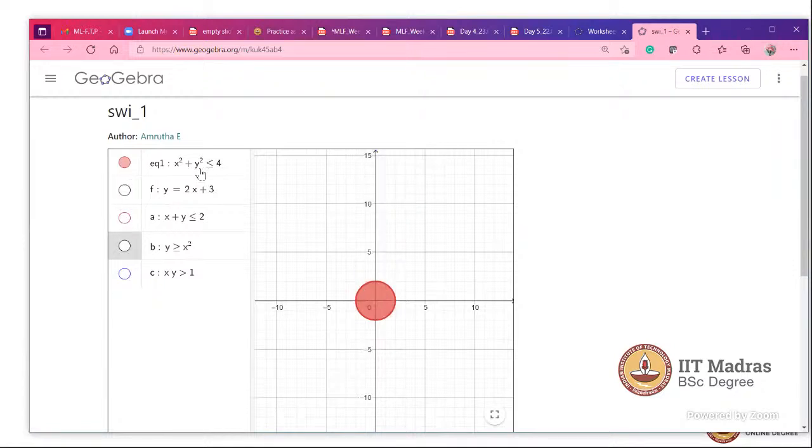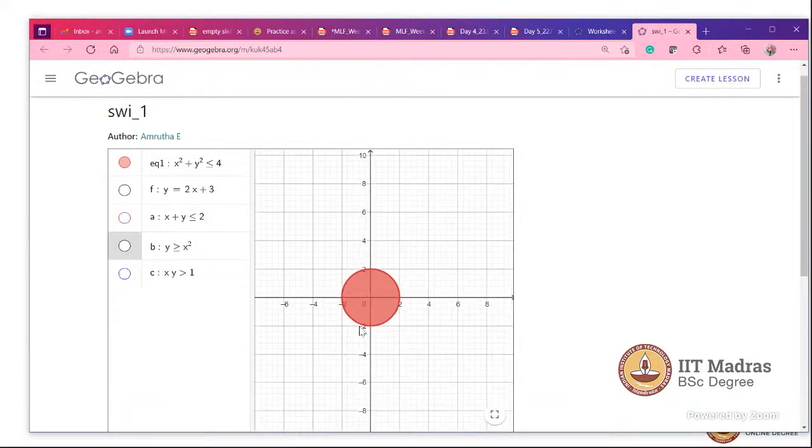Okay, so this is the first function: x square plus y square is less than or equal to 4. This is a circle of radius 2. So this is closed and bounded.